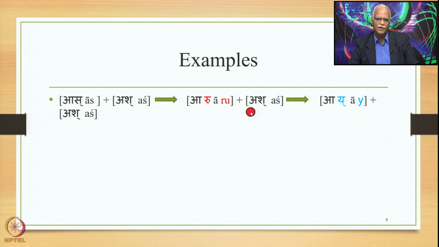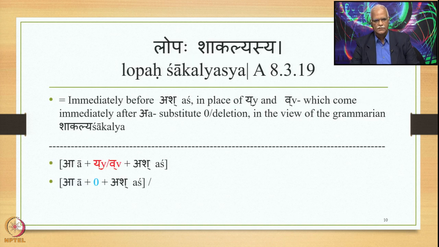Now 8.3.17 applies and substitutes this ru by ya, giving I plus ash. This is the example. Then what happens? That next stage is what we are going to study now. So we have Lopashakalyasya 8.3.19, which applies over here, which says that immediately before ash, in place of ya and va, which come immediately after a, substitute zero or deletion in the view of the grammarian Shakalya.